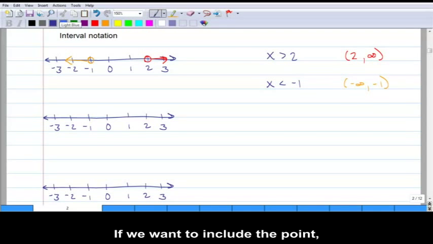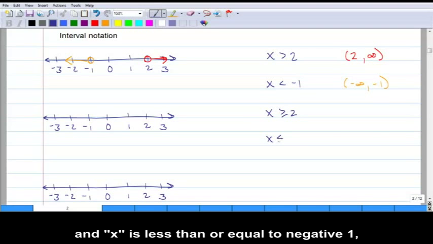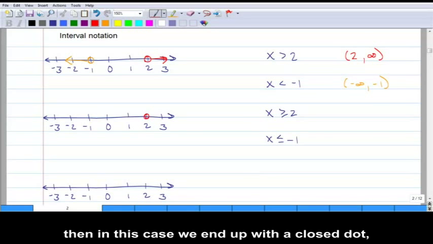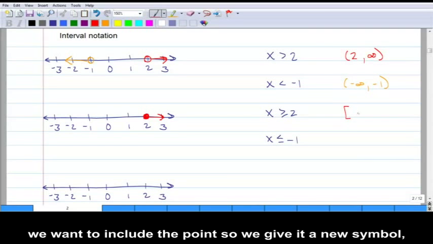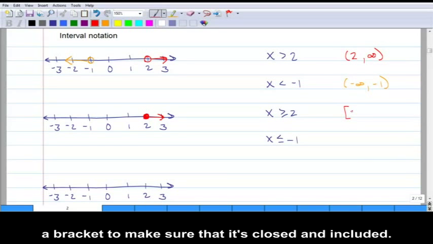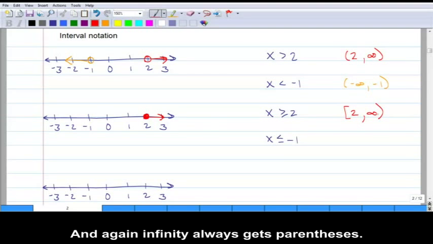What happens if we want to include the point? For instance, x is greater than or equal to 2, and x is less than or equal to -1. In this case we end up with a closed dot, because we want to include that point, and again we move forward. We want to include the point, so we give it a new symbol, a bracket, to make sure that it's closed and included. And then we go forward to infinity, and again, infinity always gets parentheses.